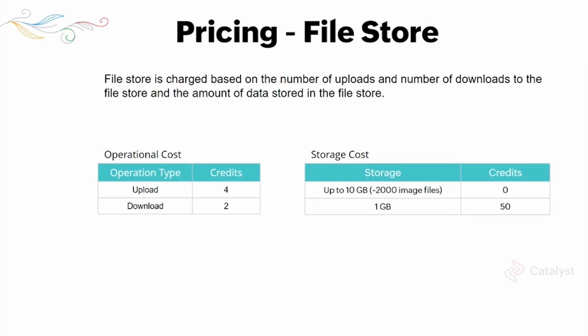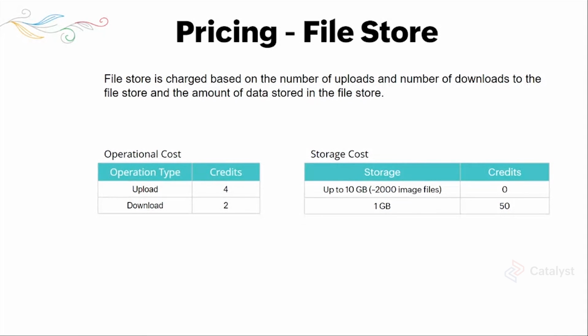Pricing for the file store: essentially, the operational cost is based on the operation type. An upload will be 4 credits, and a download will be 2 credits. For storage, up to 10 GB is offered for free, at 0 credits. Beyond that, each GB that you take up will be charged at 50 credits.